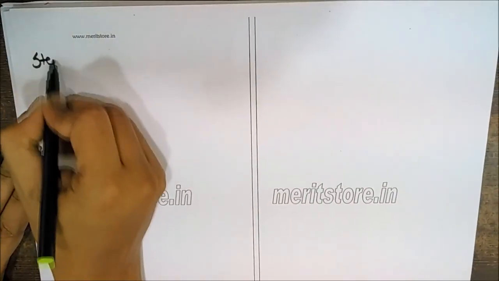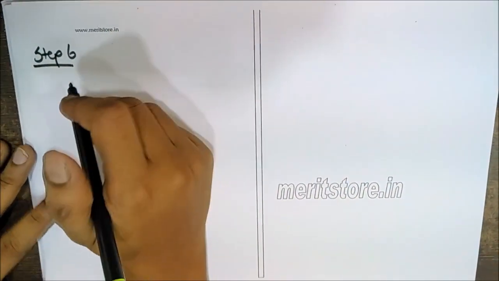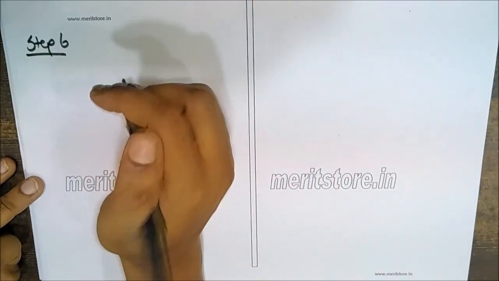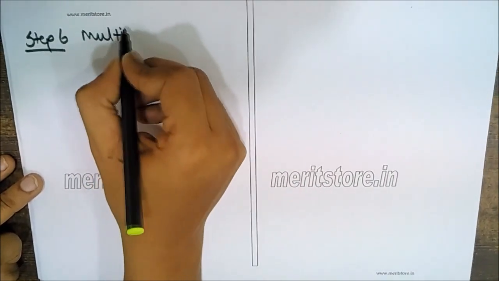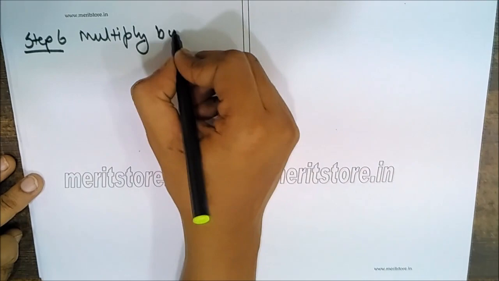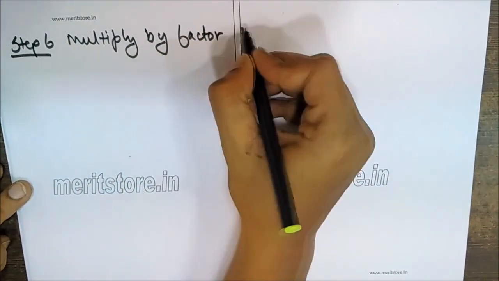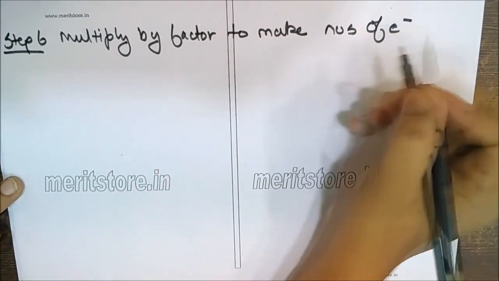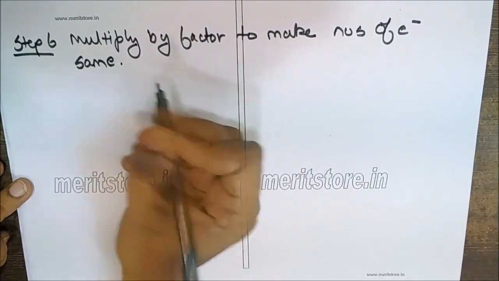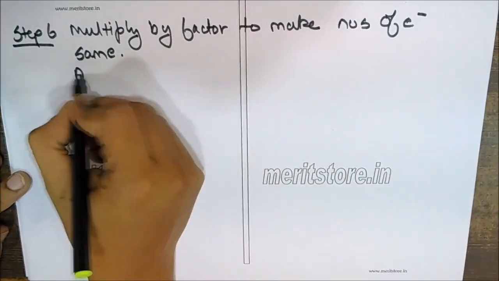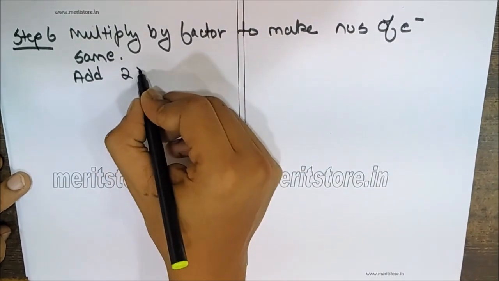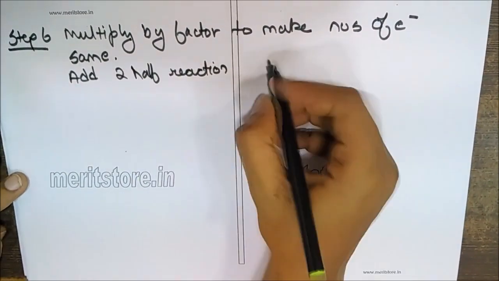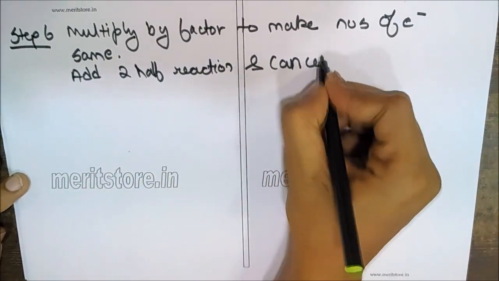Next step is step 6. However many electrons you have added on both sides, those must be made the same. So you will multiply by some factor to make the number of electrons the same. Okay, and then you will add the two half reactions and cancel the number of electrons.